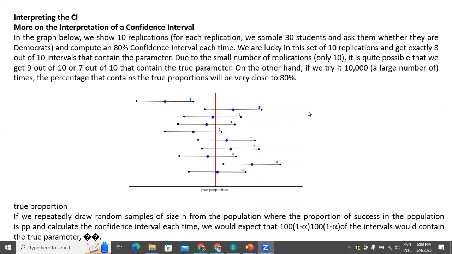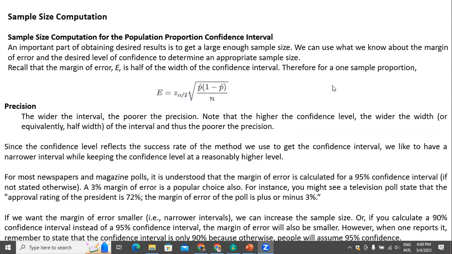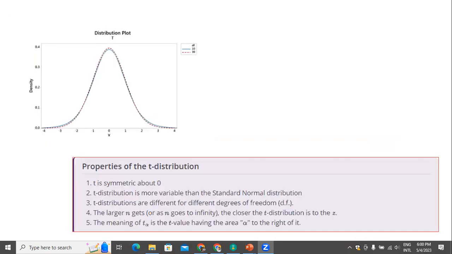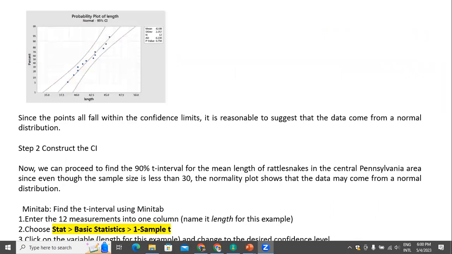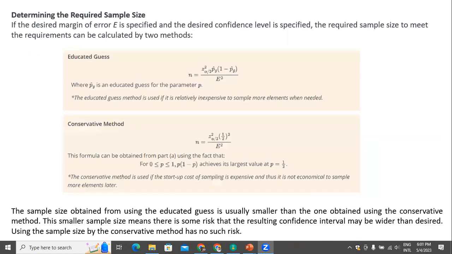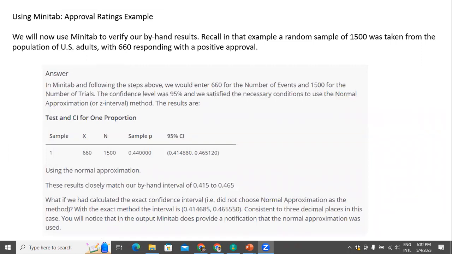That's what we call it. Okay. Then we have the sample size computation. Okay. For the sample size computations, let's do it like this. I just wanted to teach you only up to this point.